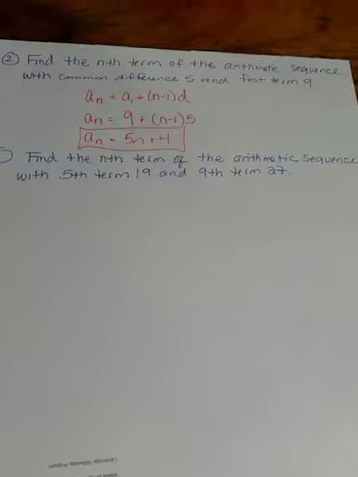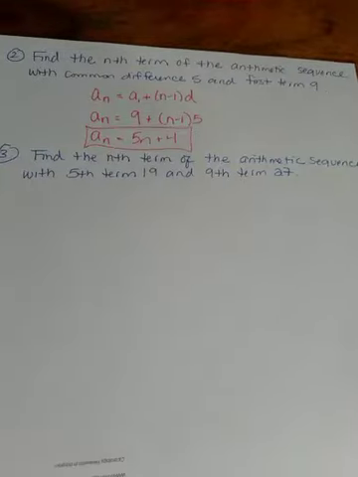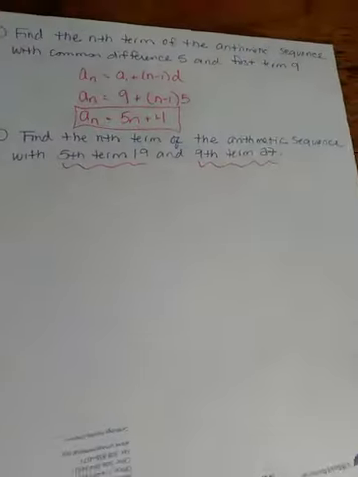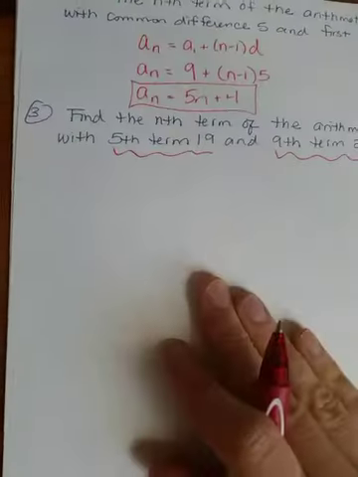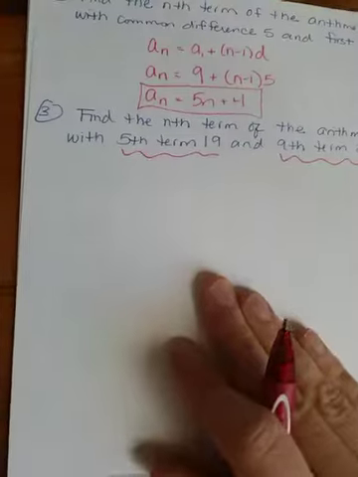Find the nth term of the arithmetic sequence with the fifth term being 19 and the ninth term being 27. Now there are multiple ways that people go about doing this. I'll show you the 2 ways that are usually the most popular. If you have another way of doing it, that's fine too, but I will show you the 2 most popular ways that I have seen.